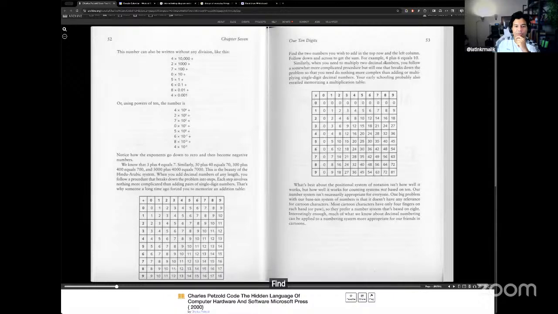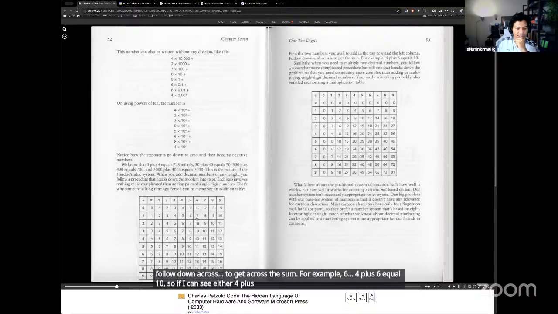Find the two numbers you wish to add in the top row and the left column. Follow down to get across the sum. For example, 4 plus 6 equals 10. So I can see either 4 plus 6 or I can see 6 plus 4.